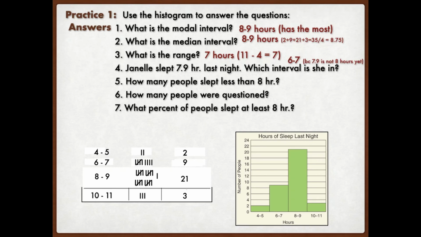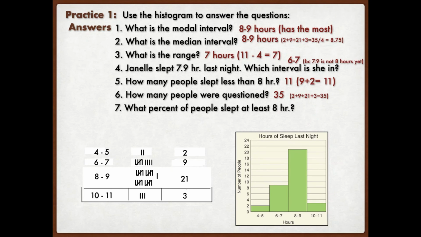How many people slept less than 8 hours? Less than 8 would be in the interval of 4 to 5 and 6 to 7. So that would be 2 plus 9, and that's 11. How many people were questioned? So I'm just adding up the total number of people, and that's 35. So that's 2 plus 9 plus 21 plus 3. And I can see that on the frequency.